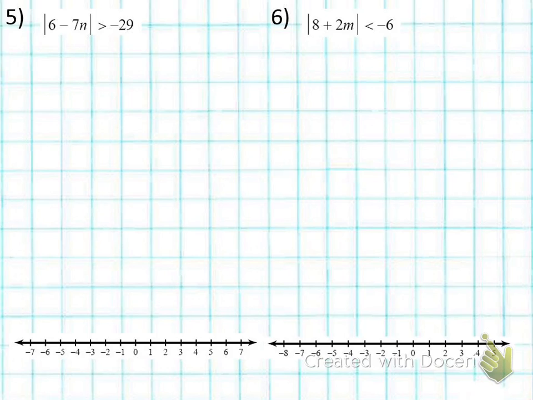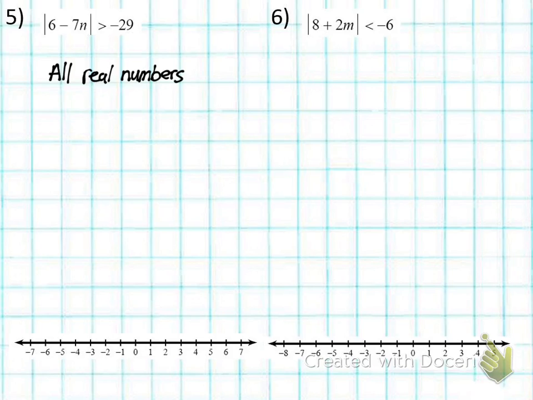Okay, let's pick negative 5. Negative 7 times negative 5 is positive 35. Positive 35 plus 6 is 41. Absolute value of 41 is 41. Is 41 greater than negative 29? Yeah. Good. So couldn't I pick any number to put in there and it would still be true? No matter what I put in for n, it'll be true. So the answer for number 5 is all real numbers. We're not including imaginary numbers because that's a whole different set of numbers.